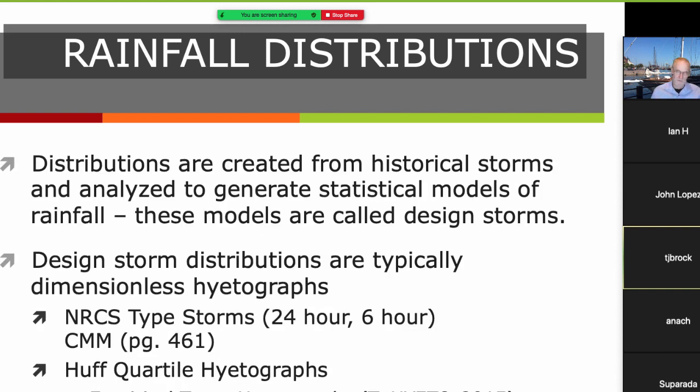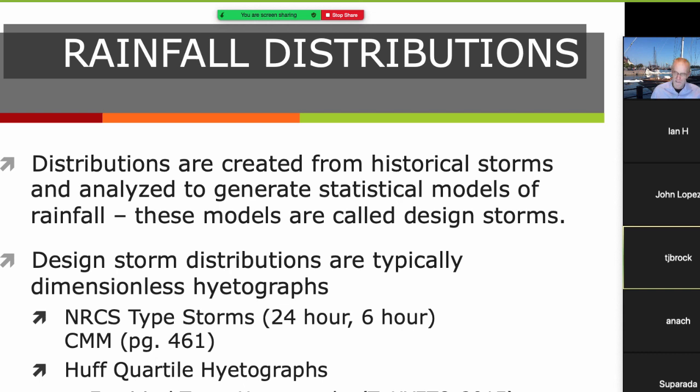Now, the distributions are created from historical storms, and then they're analyzed to generate statistical models of rainfall. These models are called design storms. And there's several available. We're just going to briefly look at a couple of them here.